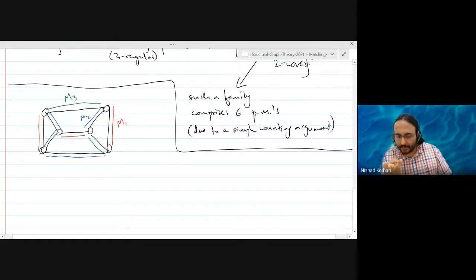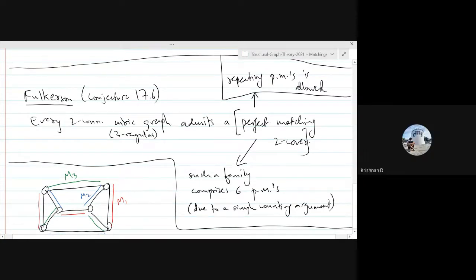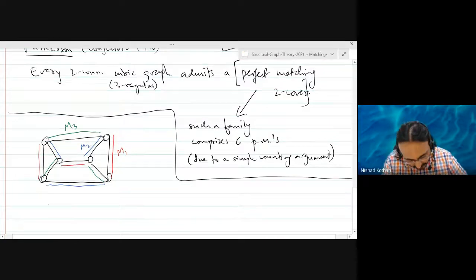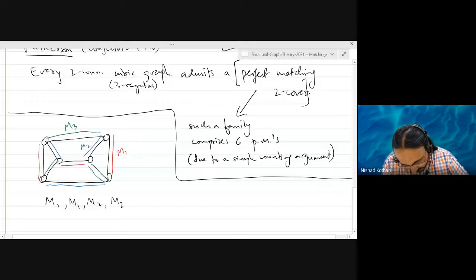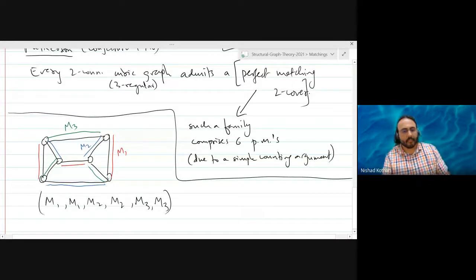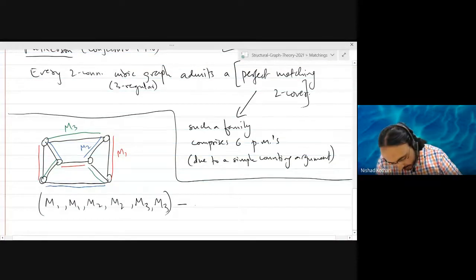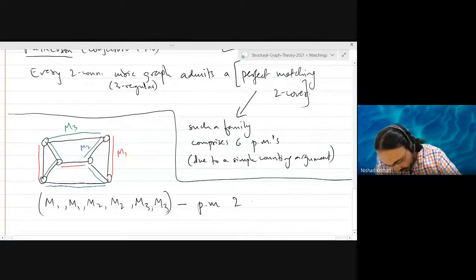You have three perfect matchings. They cover all the edges. So you just repeat them, right? You're allowed to repeat perfect matchings. So in this case, you can just take M1, M1, M2, M2, and M3, M3, right? And this is a perfect matching two cover.